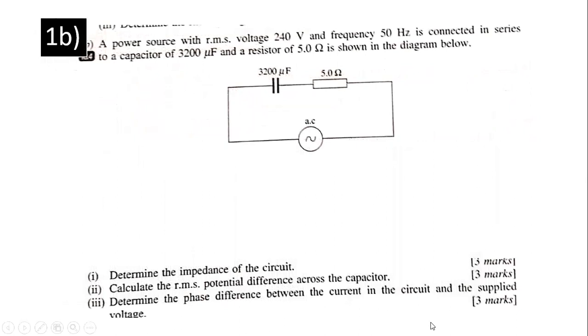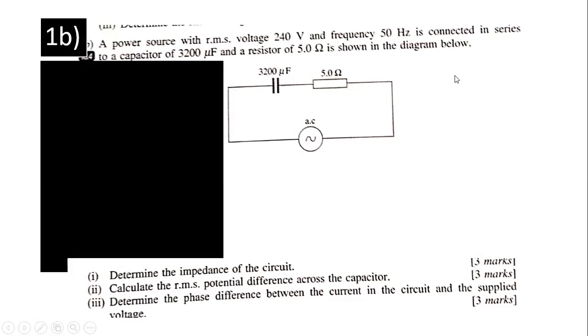Determine the power source with root mean square 140, 50 Hertz, connected in series with a capacitor and resistor, as shown in the diagram below. Determine the impedance of the circuit. You can see that.